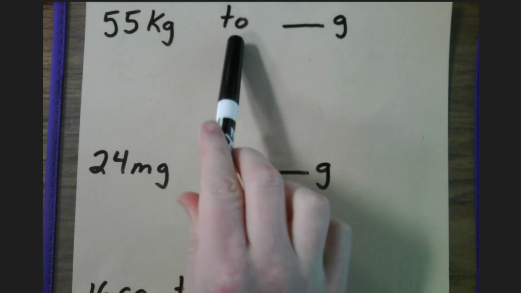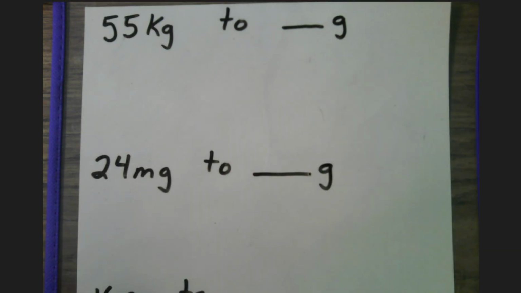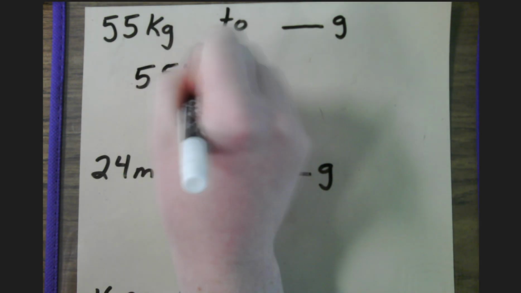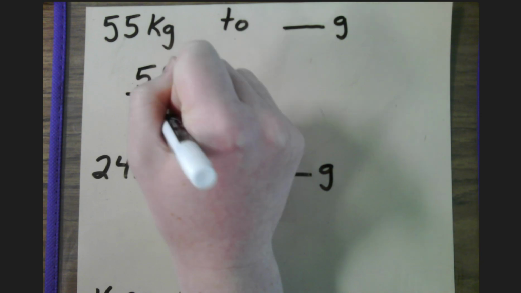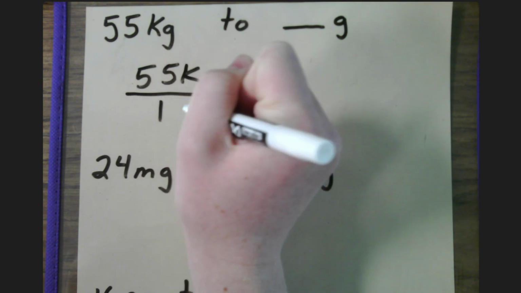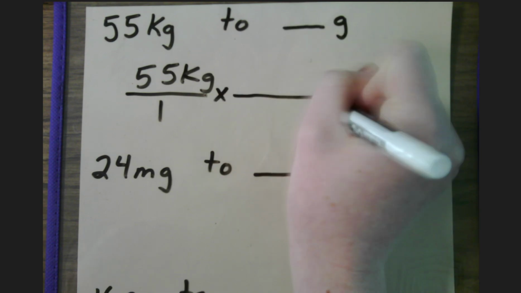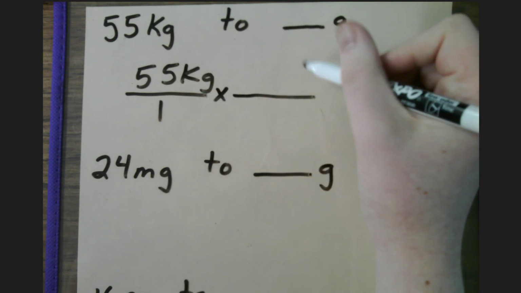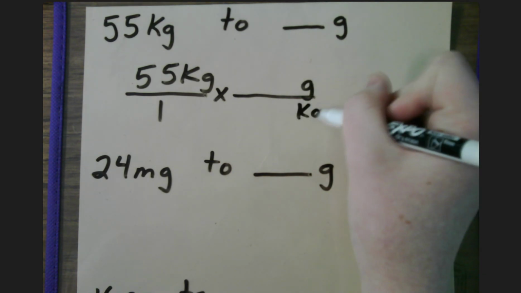All right, 55 kilograms to blank grams. So we're going to start with what we know. We know we have 55 kilograms. And when you have a whole number, you can make it a fraction simply by putting a 1 below it. You're going to multiply, and we want to get rid of kilograms and find grams. So we're going to put grams here and kilograms down here.